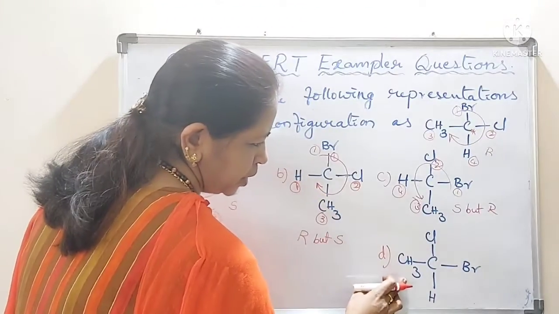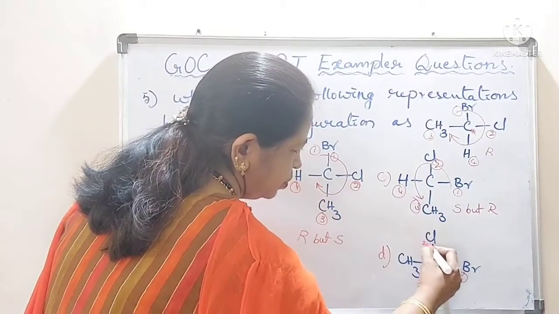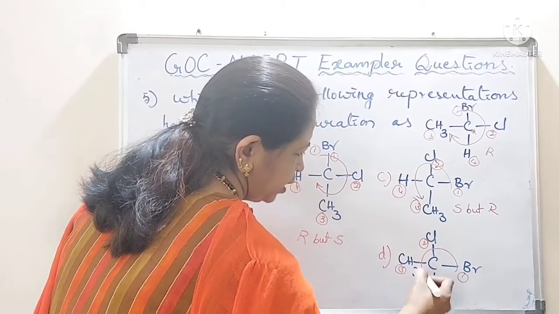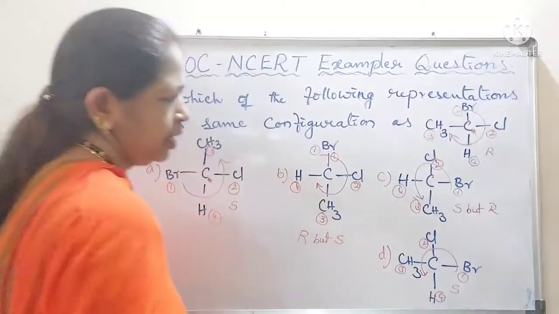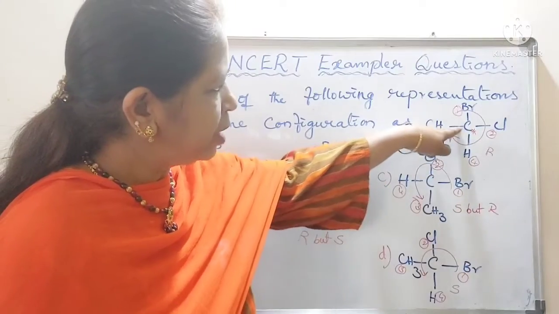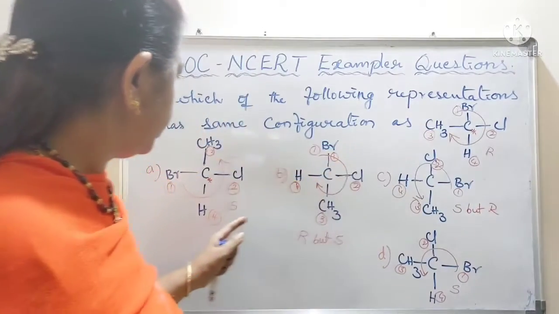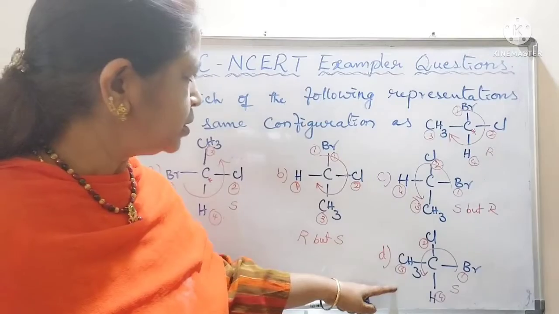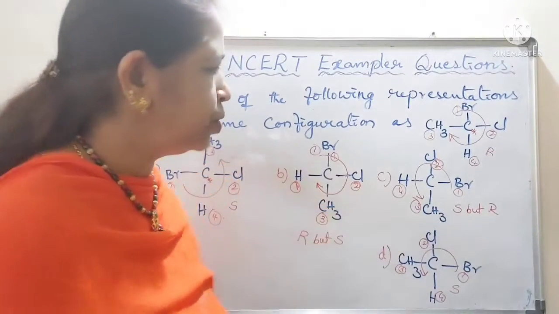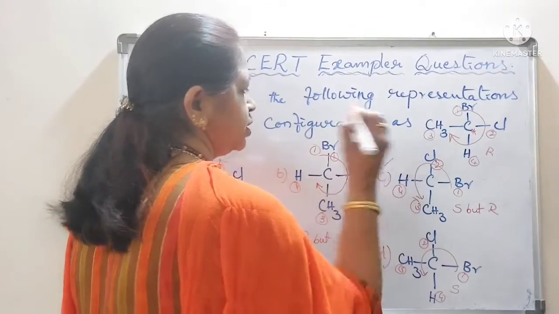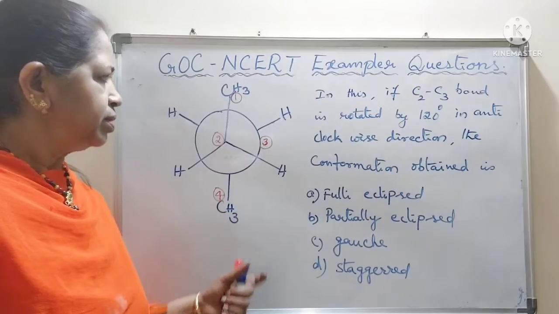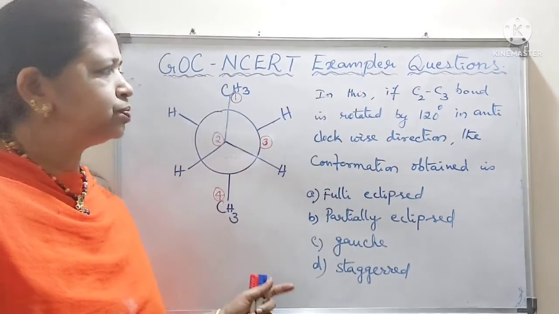Coming to the fourth option, 1, 2, 3, 4. The arrow mark is moving in anti-clockwise direction, so it is given S configuration. So, in the question, the configuration around the carbon is R, and among these options, in the C option only, the configuration is R. So, option C is the correct answer for this question. Okay, students, it is a previous NEET question, students.